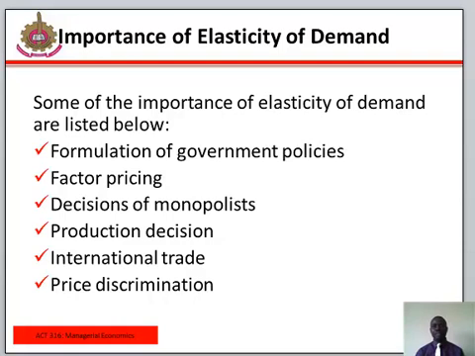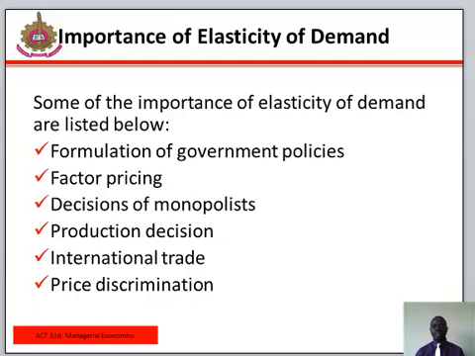The next one is production decision. Producers generally decide their production level on the basis of demand for their product. Hence, elasticity of demand helps to fix the level of output. The next one is international trade. In order to fix the price of the goods to be exported, it is important to have knowledge about the elasticity of demand for such goods. A country may fix higher prices for the product with inelastic demand.